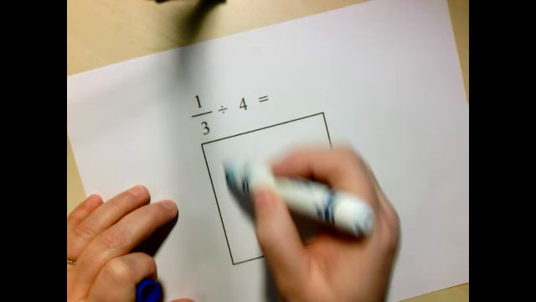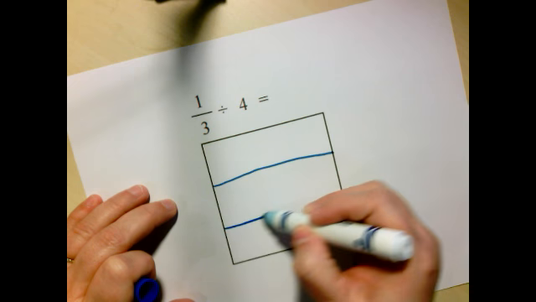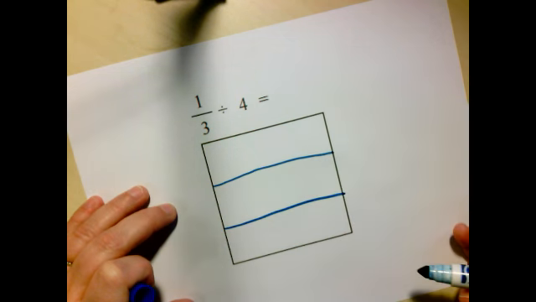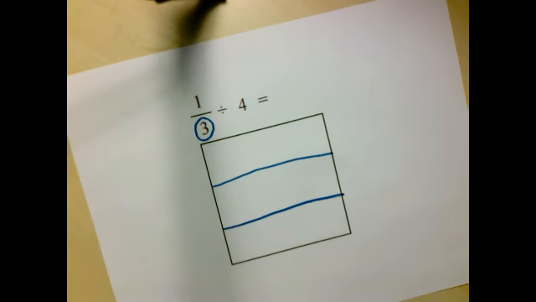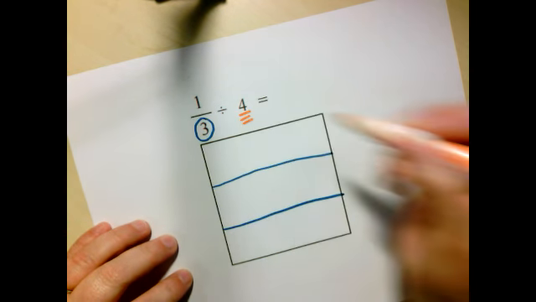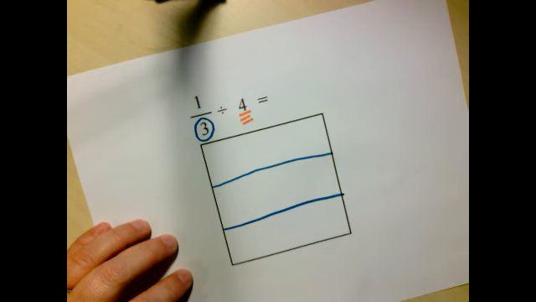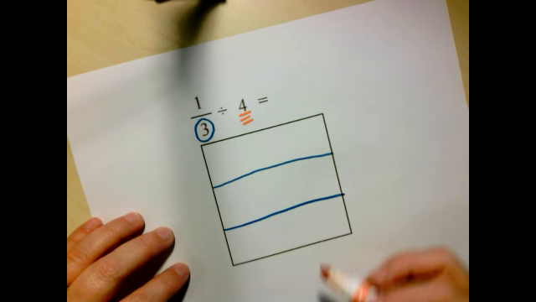And the first thing I'm going to do is split my Pop-Tart into thirds, because right here my denominator tells me I need three pieces in that whole Pop-Tart. And then I have over here my divisor that's going to tell me that each of those thirds needs to be split into 4 pieces.